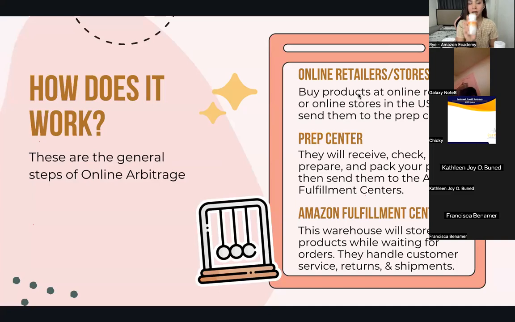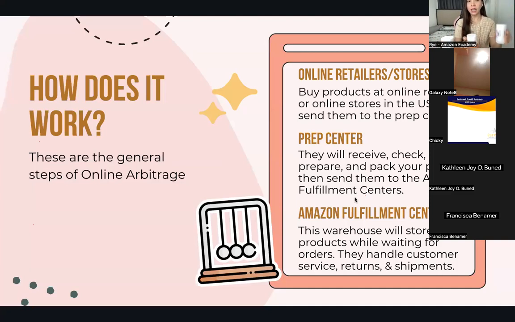And napaka-importante ng role ni Prep Center sa business natin na to because sila yung magre-receive, check, label, prepare, and pack your products to send them to the Amazon Fulfillment Centers. So wala tayo doon para gumawa ng lahat. Bakit kailangang may Prep Center? Kasi si Amazon Fulfillment Center, ayaw niyang tanggapin yung mga products na naka-Walmart box, naka-Target box, or ano yung packaging na yan, tapos walang label. Kailangan, bago nila tanggapin yung products, naka-label na yan, prepared na yan, or else they will just reject your products, then end up wasting money.